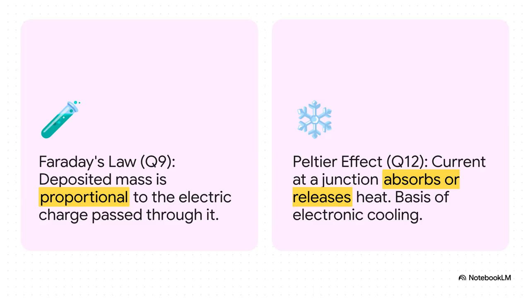You're also going to get questions that are just pure name association. They'll give you a description, you give them the name. You need to know that Faraday's law of electrolysis is all about mass and electric charge. And the Peltier effect, just think cooling. That's the magic behind those little electronic coolers and refrigerators.